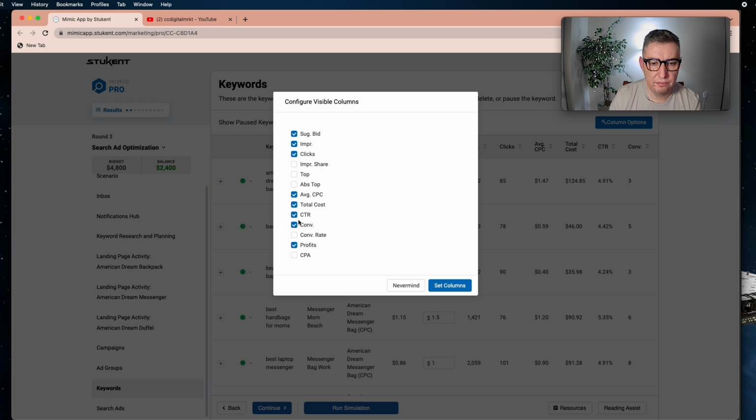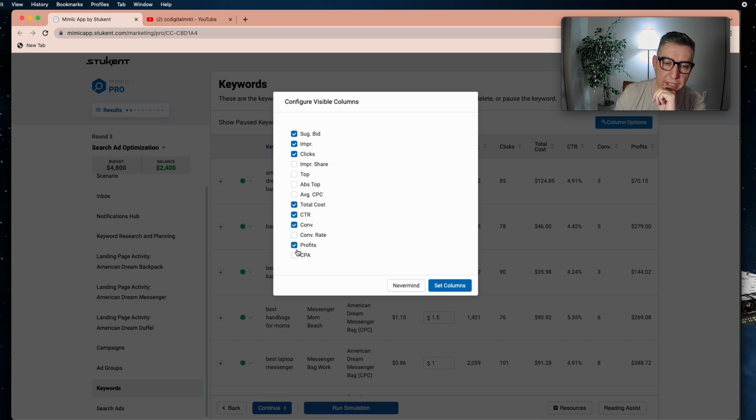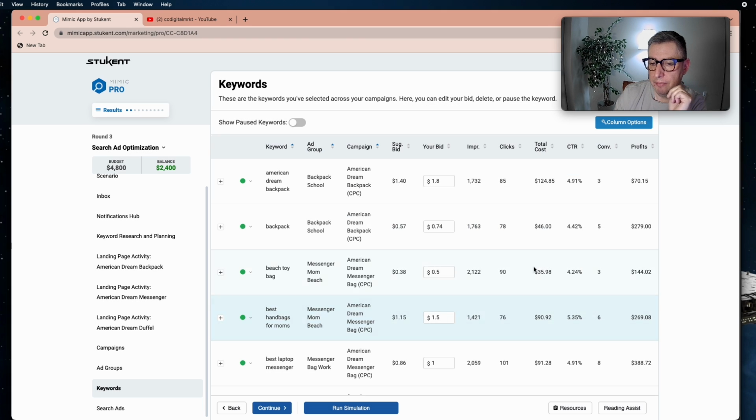I think it's too much information. So total cost, average cost. So the total cost of this campaign was 124 and the profits were 70, right? So you're gonna have to make the calculation here if it's convenient or not. But you can also check your return on investment. I think it's not here. Probably it's on a different level, in the ad group level. But you will have to check if this is convenient or not.